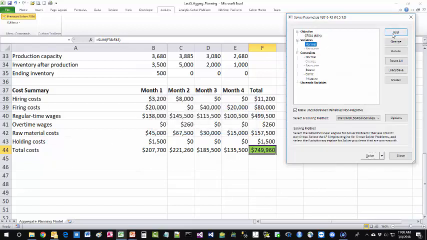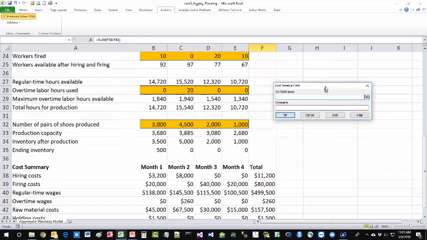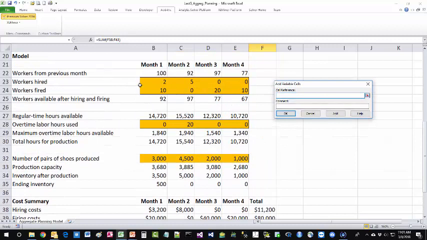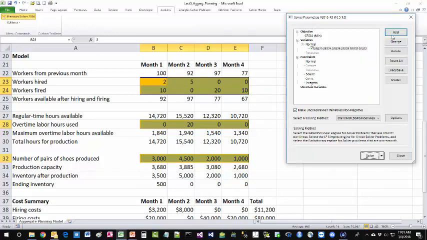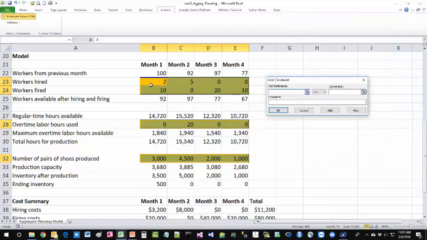The variables that we're going to have in this example are going to be in these three sets of ranges: number of workers hired and fired, which also need to be integer, overtime labor used, which are continuous, and number of pairs of shoes produced, which are also continuous. Okay, so I'm going to also add under constraints the fact that the number of workers hired and fired needs to be an integer.